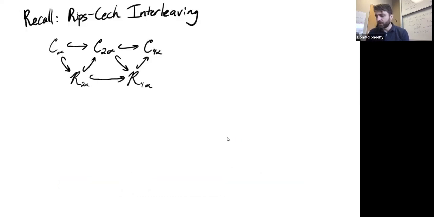Okay, so this is the motivation, or maybe how to start thinking about this. I'm guessing the RIPS seminar has seen Rips-Čech interleavings, I'm going to say at least once. So if I've got my C's here are Čech complexes, my R's are Rips complexes, and it's quite common to have this kind of interleavings between Rips and Čech complexes.